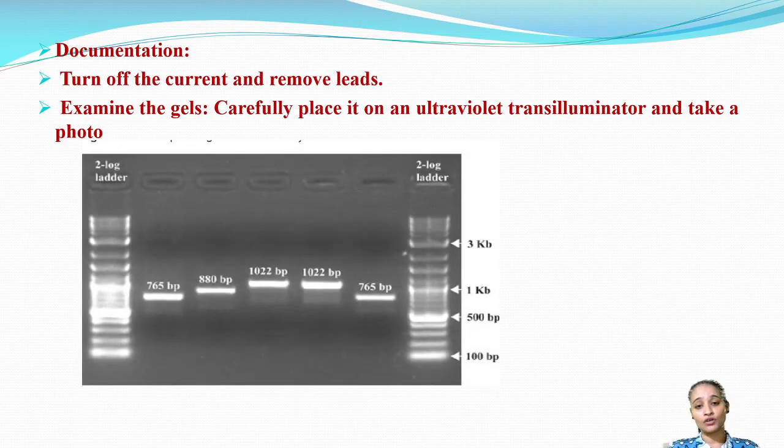So this is the gel picture. On the right hand side, you can see a ladder of a standard molecular weight marker of different base pairs, that is 100 base pairs, 500, 1 kb and 3 kb. And on the left hand side, you can see different sizes of your product, that is 765 base pairs, 880 base pairs, 1022 base pairs, 765 base pairs. So now you can compare with your standard molecular weight markers your different base pairs, which are clearly visible in this gel picture. You can take a picture, or you can also save this picture if your transilluminator is connected to your system.